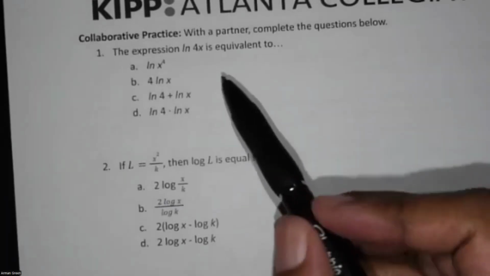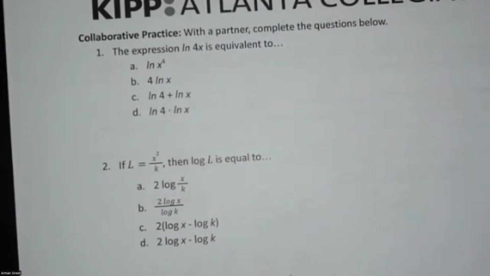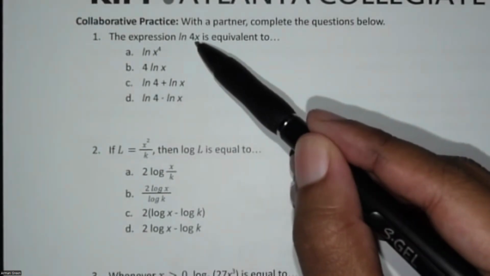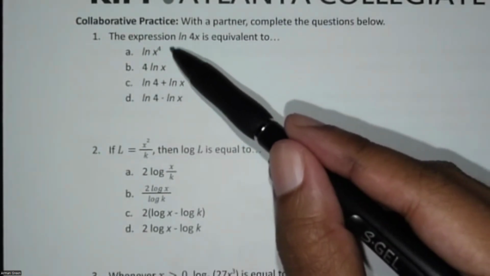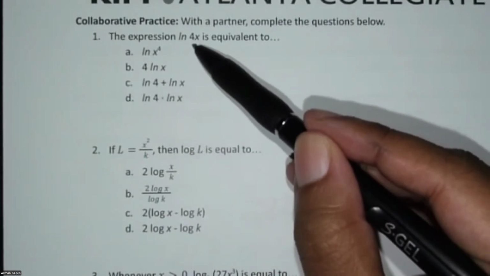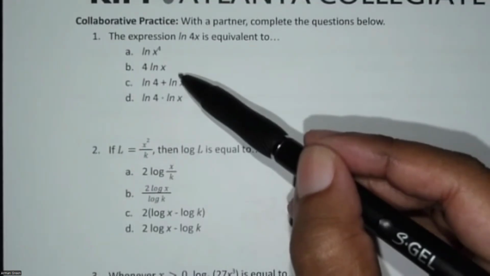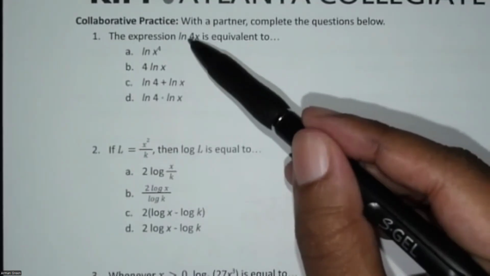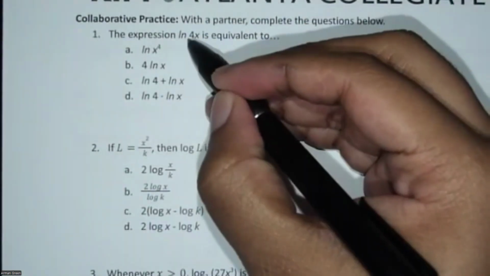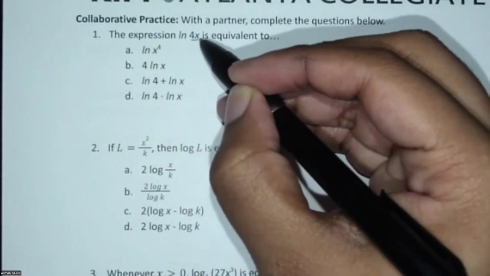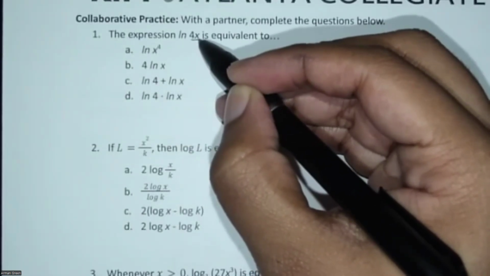All right, so let's take a look at this first one. We have the natural log of 4x, and what we're trying to figure out is which one of these expressions this is equal to. We're going to use some of those properties that we looked at from the previous page to see if we can expand this out. First off, I noticed that inside of my logarithm, I'm multiplying two things. I have 4 times x.